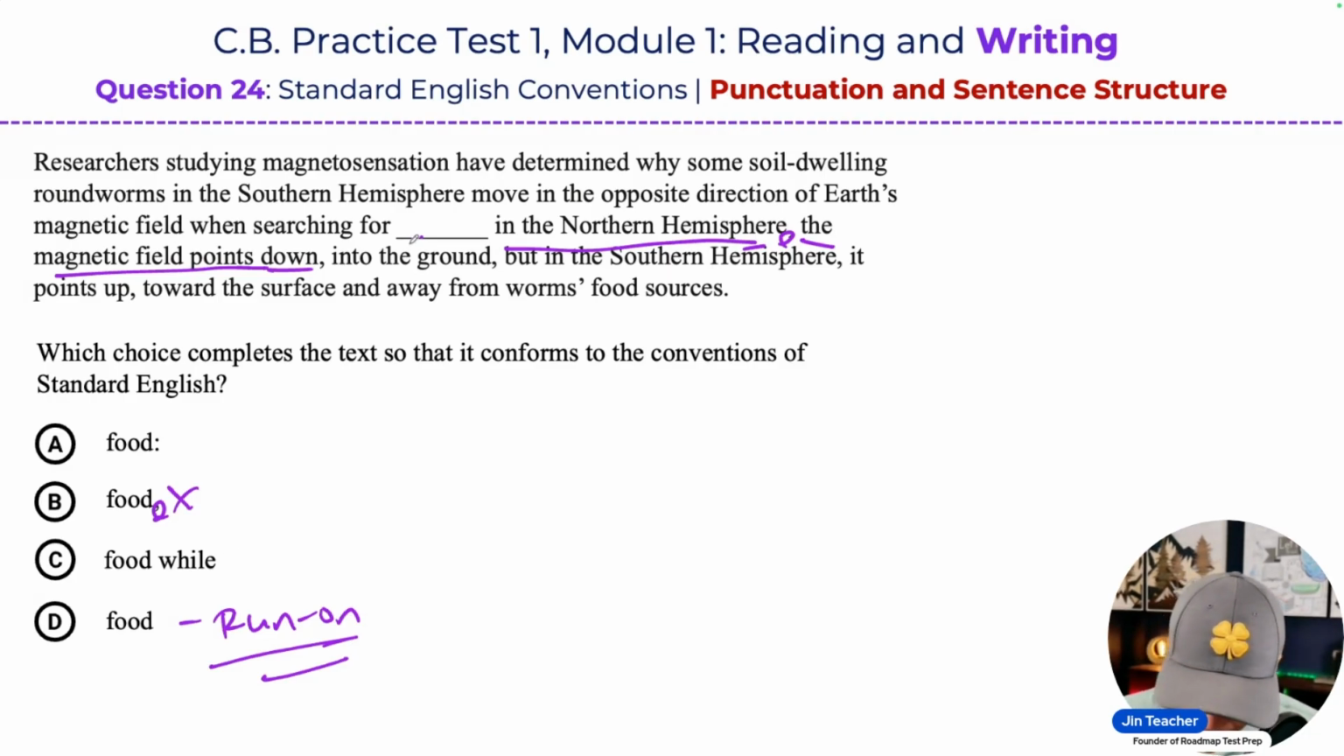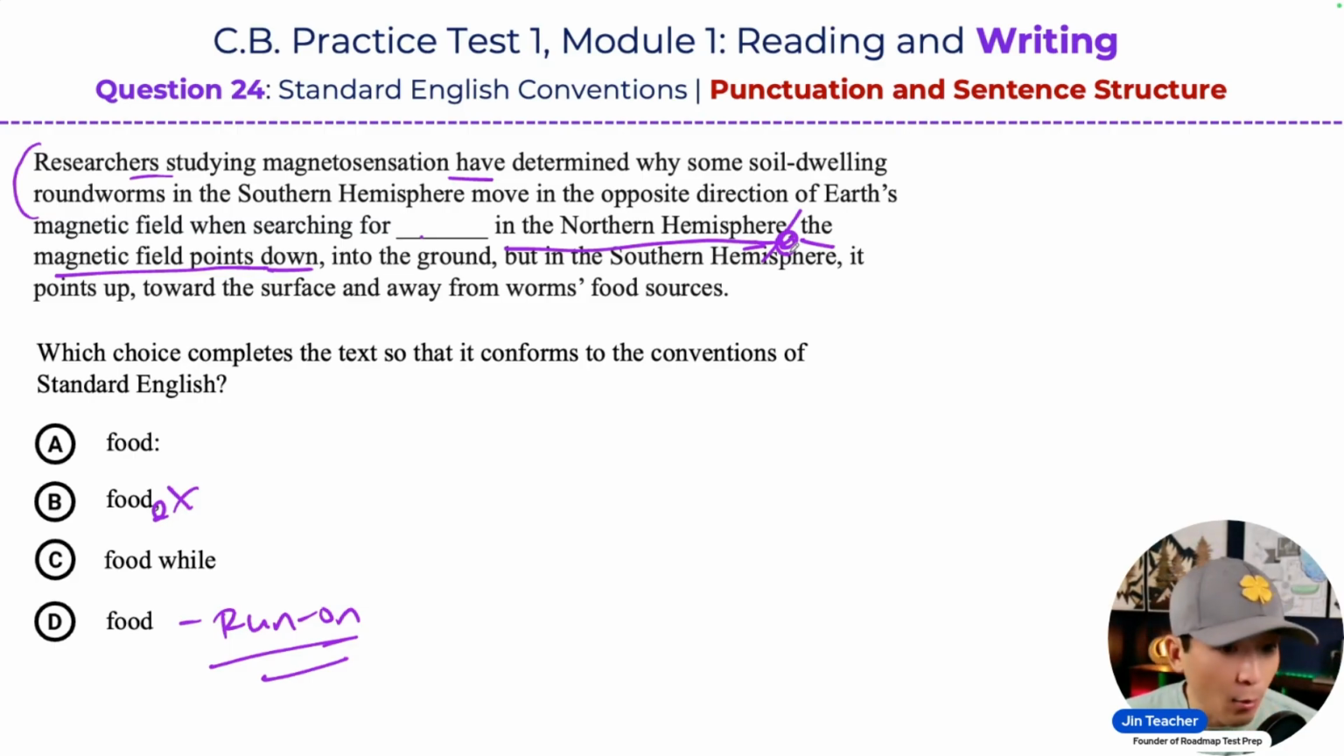If we don't have a comma here, now it seems like this first independent clause ends at northern hemisphere. So researchers studying magnetosensation have determined why soil-dwelling roundworms in the southern hemisphere move in the opposite direction of Earth's magnetic field when searching for food in the northern hemisphere. So it sounds like it ends at northern hemisphere now, when you plug in D. But then what do you notice is that we only have a comma here that separates that independent clause from the next one.